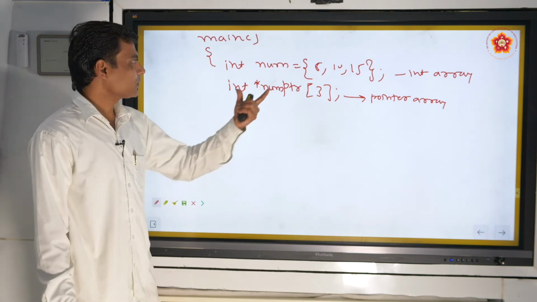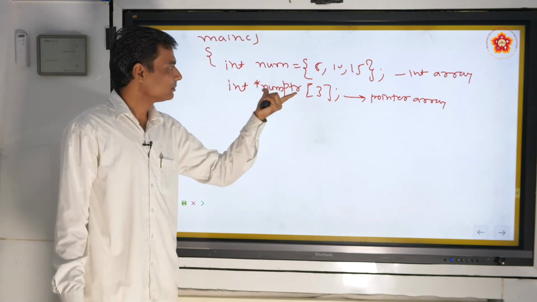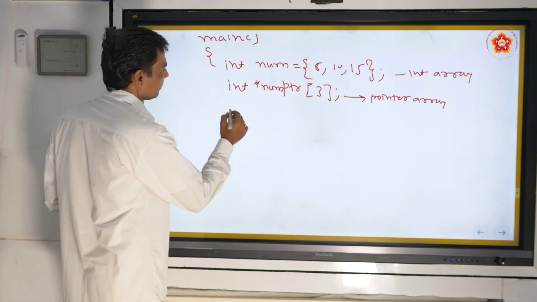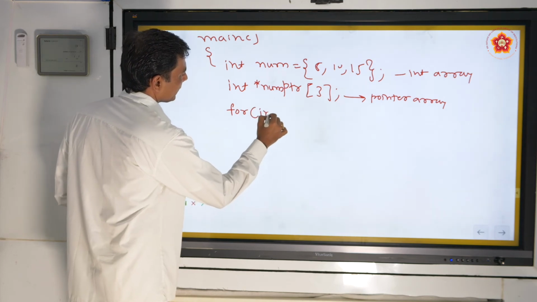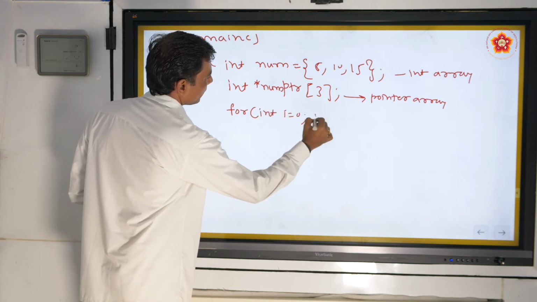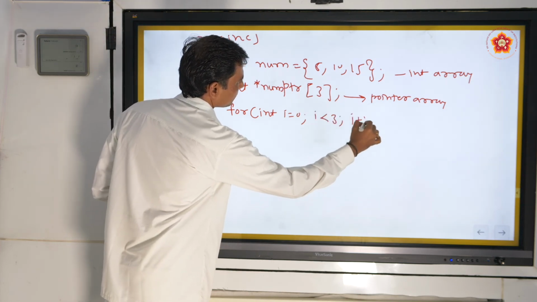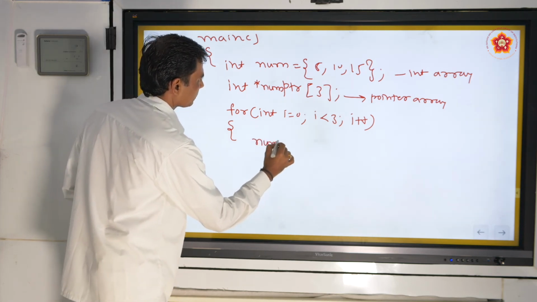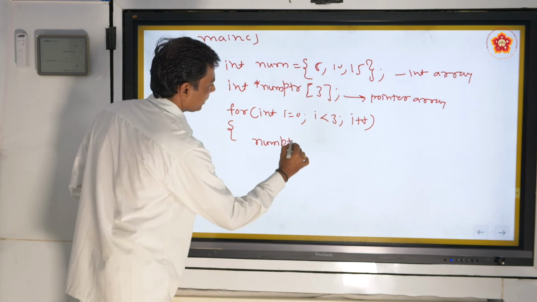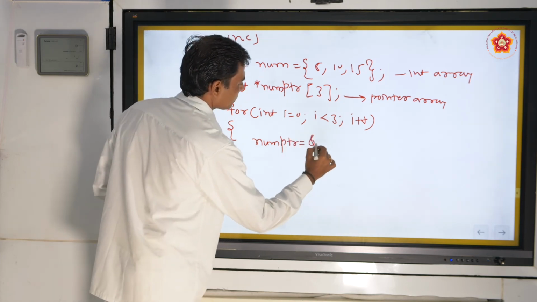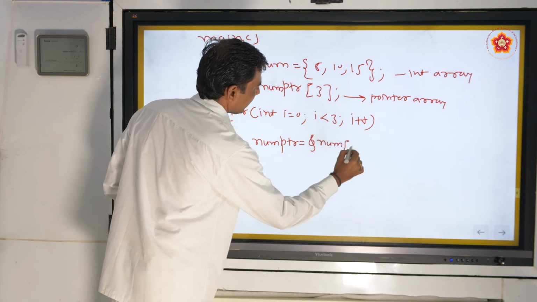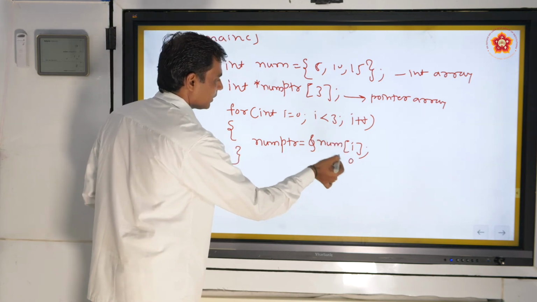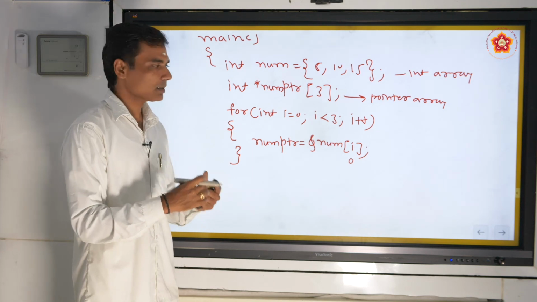What I want to do is store the addresses of these array elements in the pointer array. How can I do it? A very simple way: use a for loop, for int i equal to 0, i less than 3, i plus plus. Then in numptr, I am going to assign the address of num of i. So it will assign the address of the 0th element first to numptr, then next time the next one.